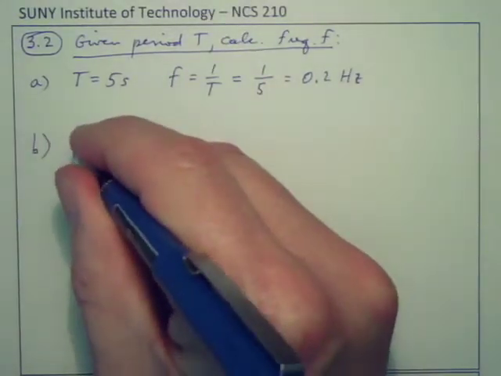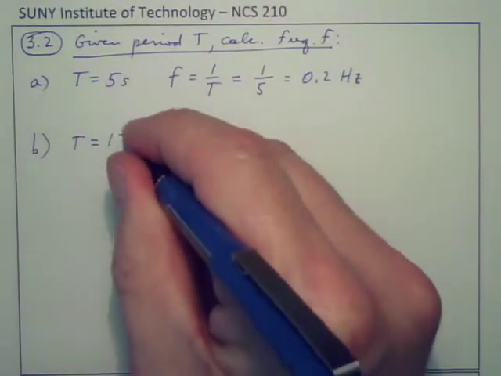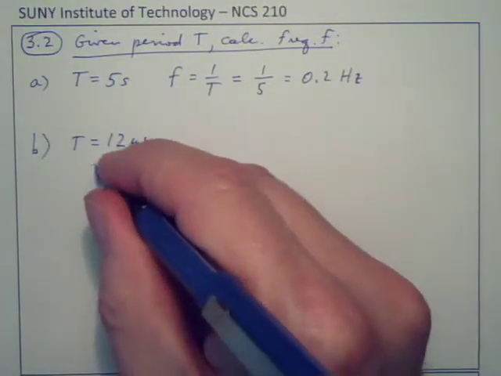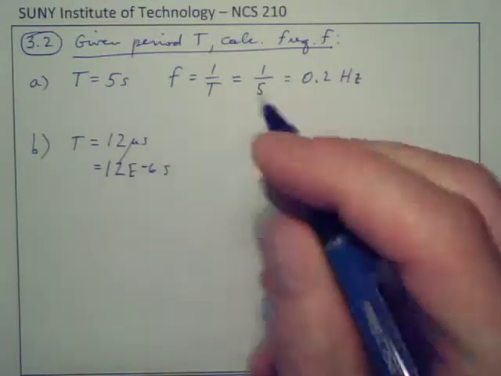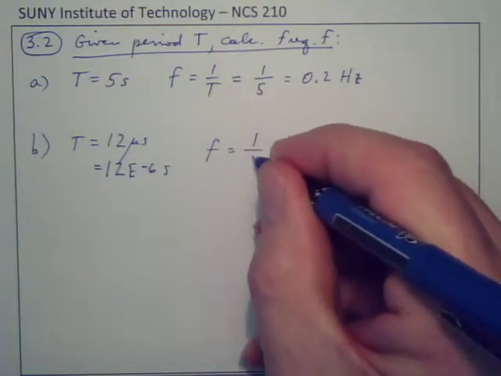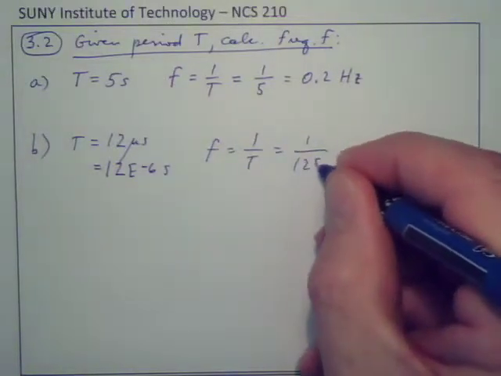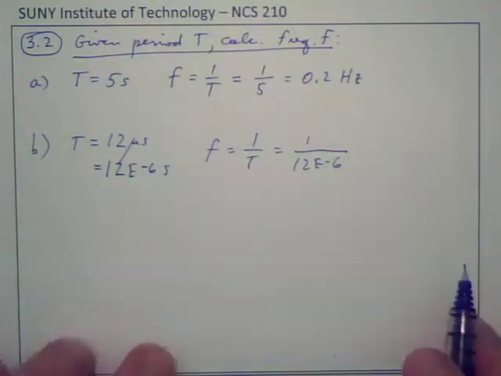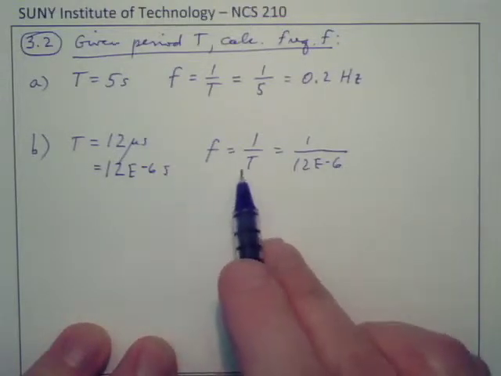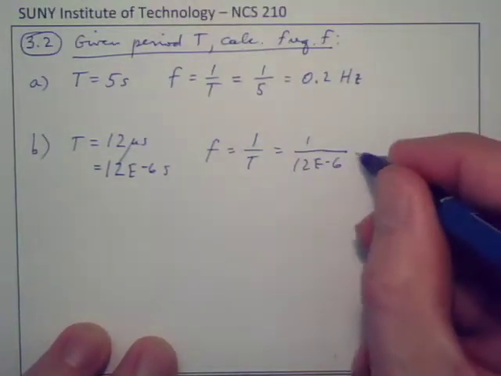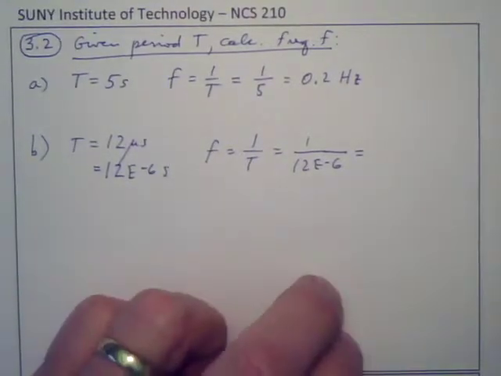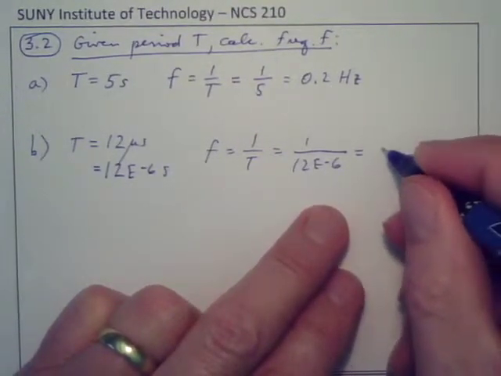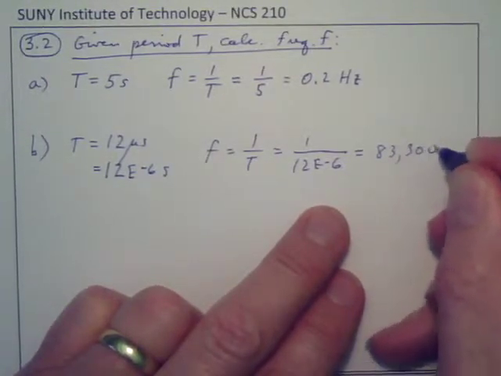For part B, the period given is 12 microseconds. I'm going to immediately turn that into seconds: 12 times 10 to the minus 6 seconds. Then F is 1 over T, 1 over 12 e to the minus 6. So take your time when you do these problems. Write the equation, then write the numbers plugged into it, and then enter it on your calculator. For this one I got 83,333, and I'm going to write it as 83,300.